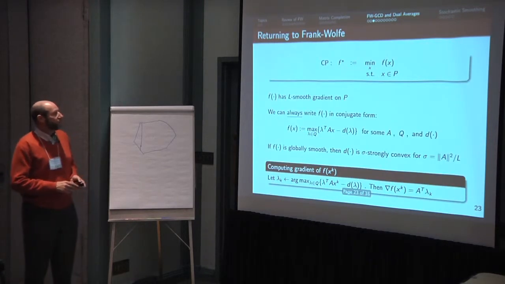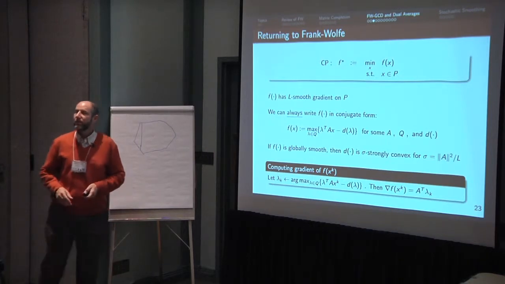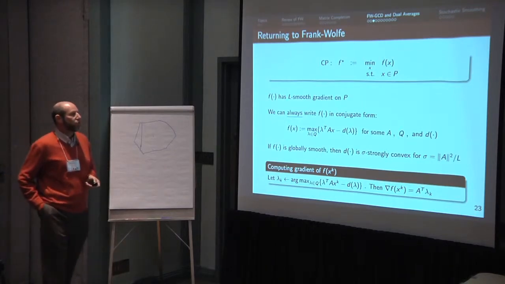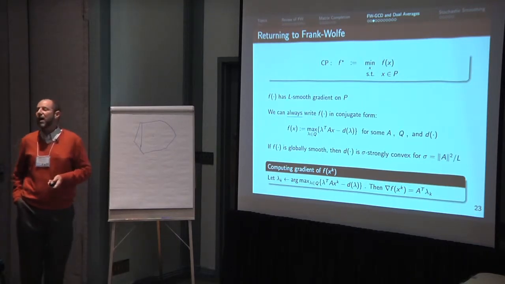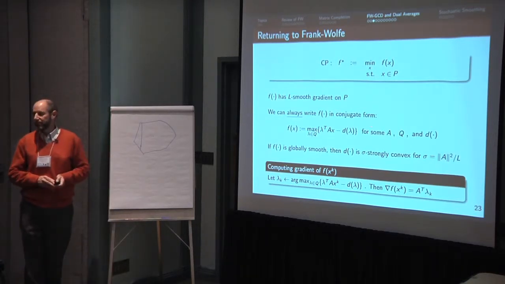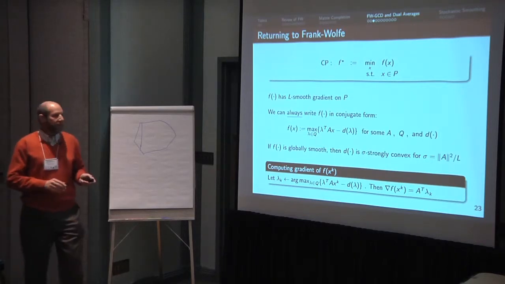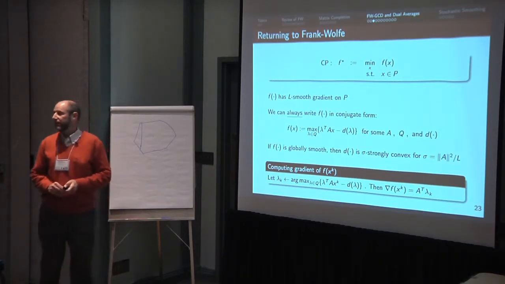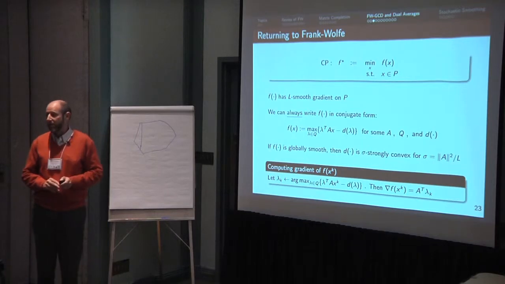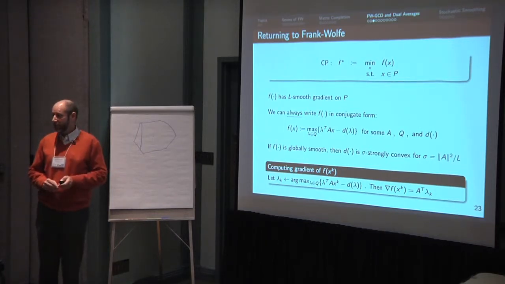All right? So now let's return to Frank-Wolfe. Okay, here was the Frank-Wolfe problem. F was L smooth. And because F has an L smooth gradient, I can always write F in conjugate form. That is, there's some matrix A, some ground set Q in another space, and some, I'll call it prox function, D, for which f of x has this conjugate form. Okay? We may know A, Q, and D for a lot of problems of interest, or we may not know them. And we may never need to know them. I just want you to know they are there, whether you know it or not.